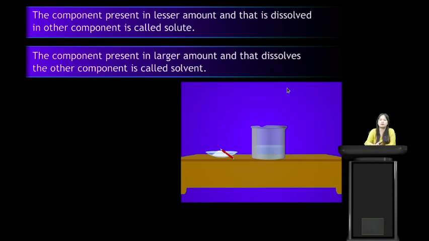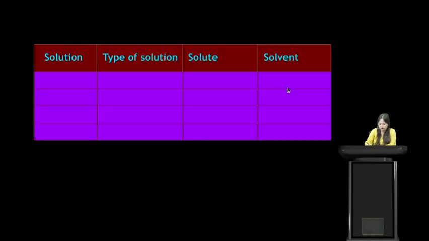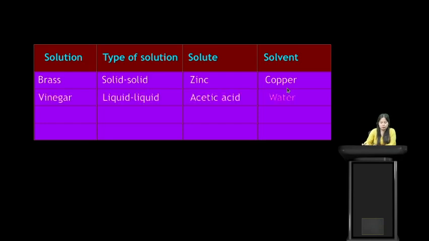So there are two components in a solution, that is solute and solvent. Let us see the types of solution, solute and solvent. We have brass, a solid type mixture. It is made from copper and zinc. Brass is a solid solution, because it is a homogeneous mixture. In brass, the solute is zinc and the solvent is copper. Vinegar is a liquid solution. Here the solute is acetic acid and the solvent is water.